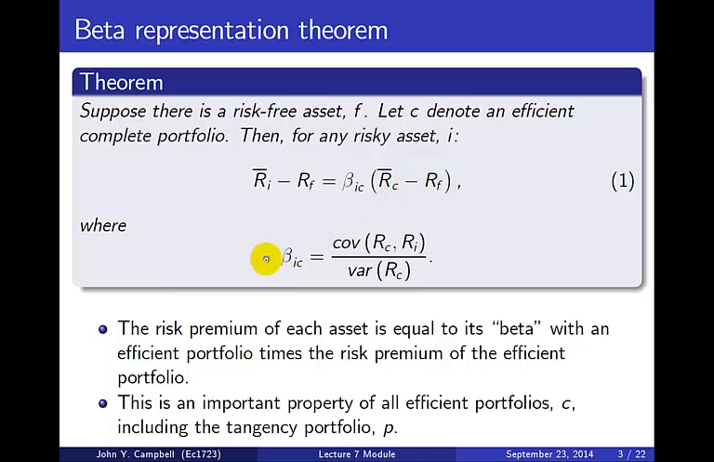And what is beta? Beta is a regression coefficient of asset return I onto the complete portfolio return. In other words, it is the covariance of the two returns divided by the variance of the complete return. That's just from basic econometrics. In other words, each asset has a risk premium, which is given by its beta with an efficient portfolio times the risk premium on that efficient portfolio, where by risk premium we just mean the average excess return over the risk-free asset.